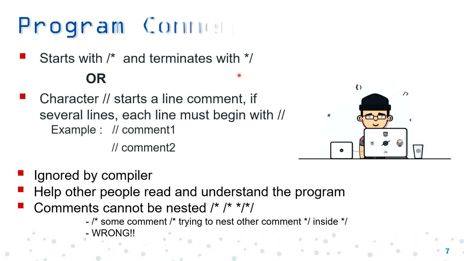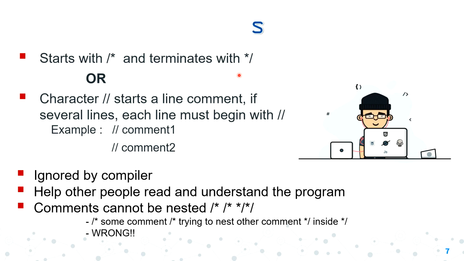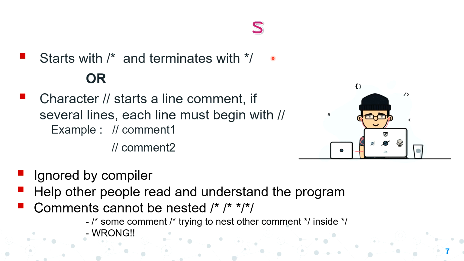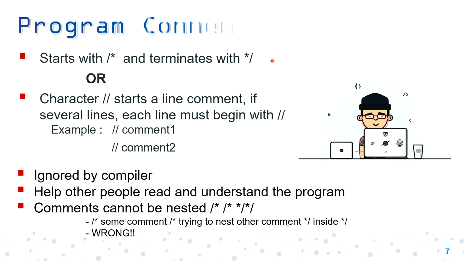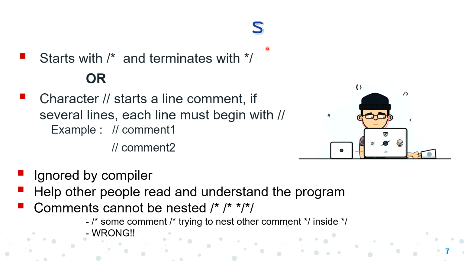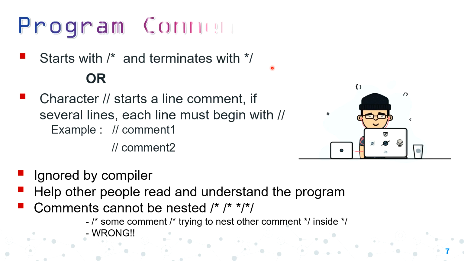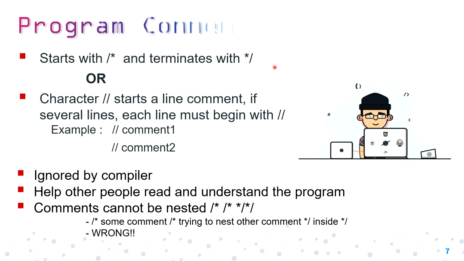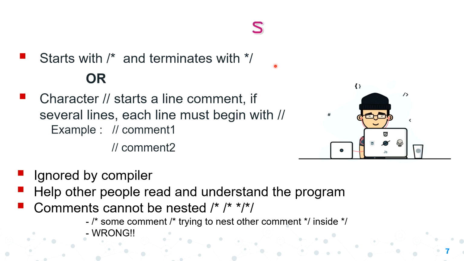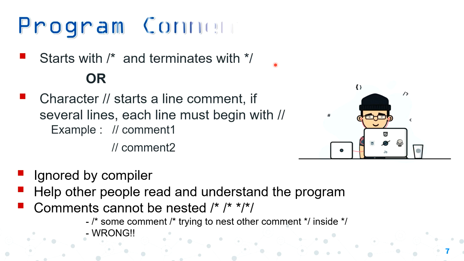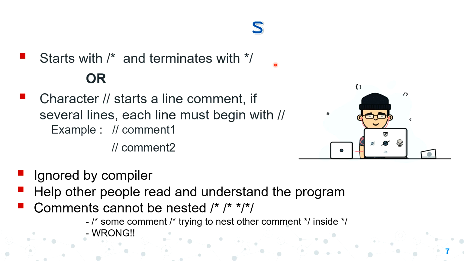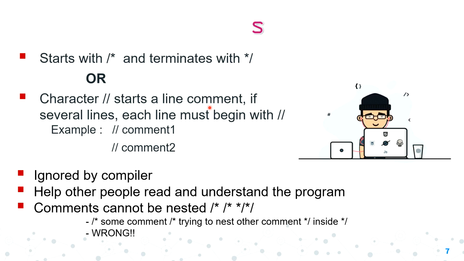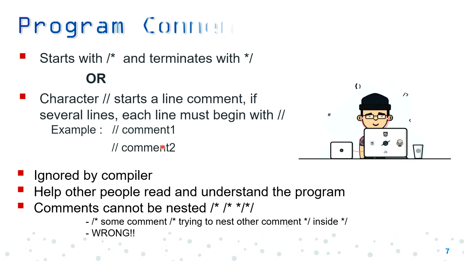Now, program comments. Comments are non-executable tags. Comments are ignored by the compiler, meaning they do not affect how the program runs. The purpose of the comments is purely explanatory. There are two types of comments in C programming.